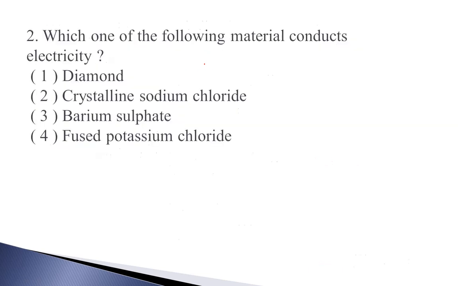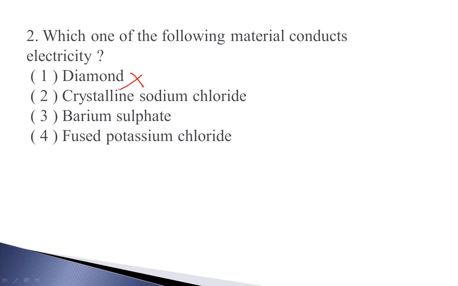Next question: which one of the following materials conducts electricity? Here, out of these four options, which material conducts electricity? First option is diamond. Diamond doesn't conduct electricity; it is a non-conductor. The structure of diamond has tetrahedrally arranged carbon atoms, and there are no free electrons and free ions to conduct electricity. So option 1 is wrong.